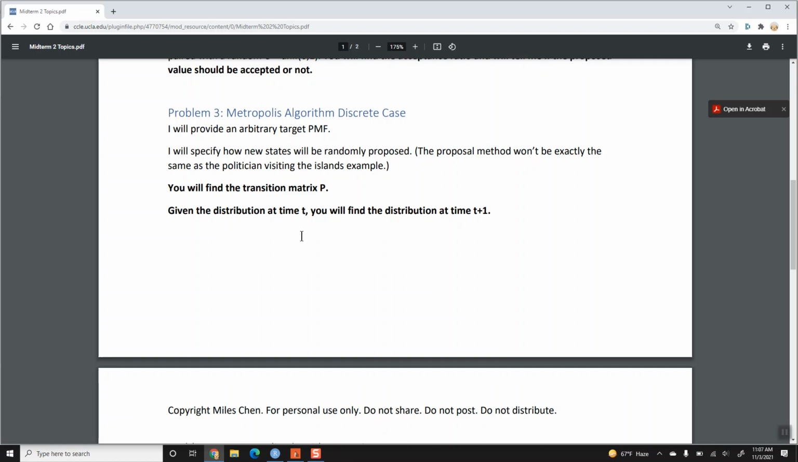Okay. And based on that, using the proposal distribution along with the target PMF, you will figure out the transition probability matrix P. All right, so it'll be an n by n transition probability matrix for however many states are possible. And then I will say, if you have some distribution at time t, if this is the probability distribution at time t, what is going to be the distribution at time t plus 1?